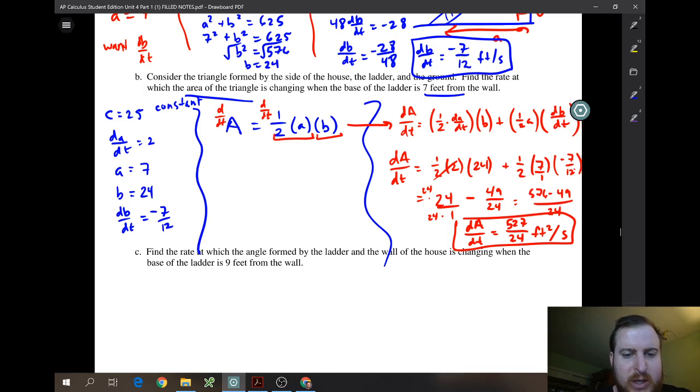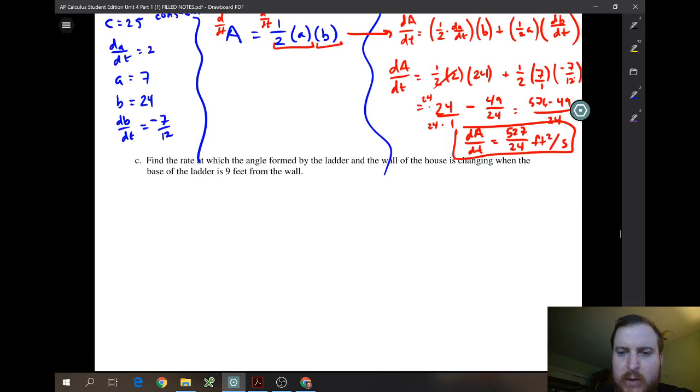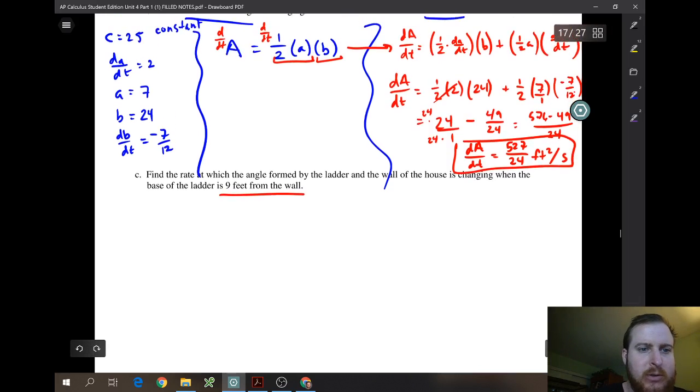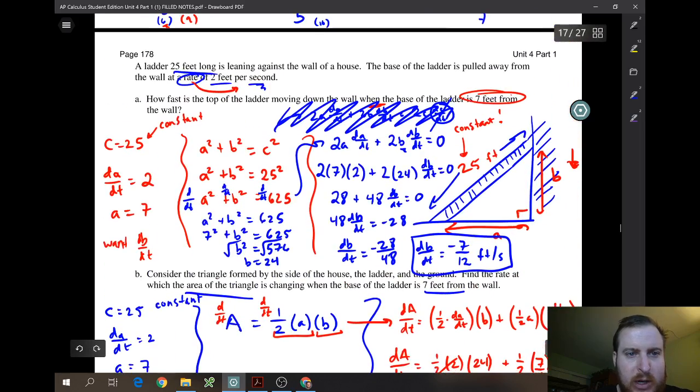Find the rate at which the angle formed by the wall of the house is changing when the base of the ladder is 9 feet from the wall. So this is now different. We can't reuse our numbers. All those numbers that we had learned about, even the 2, is going to be changing because, oh no, the 2 will be the same. The 2 is the same.